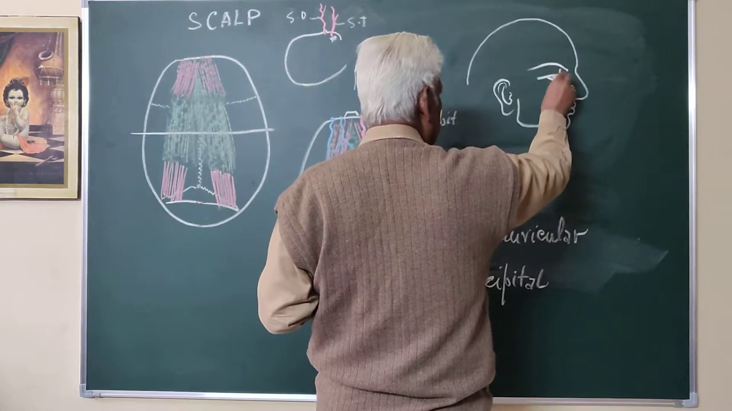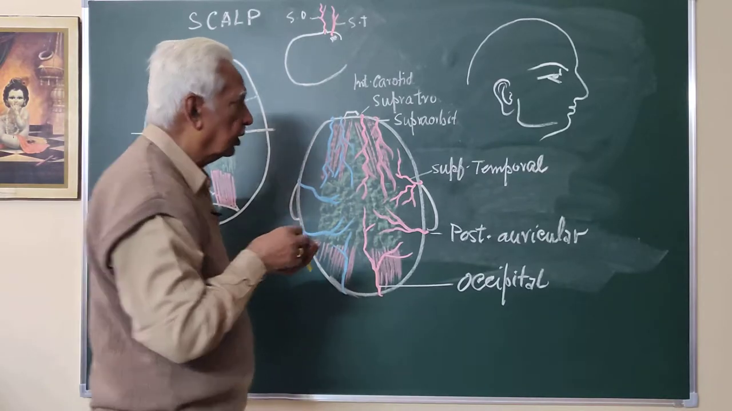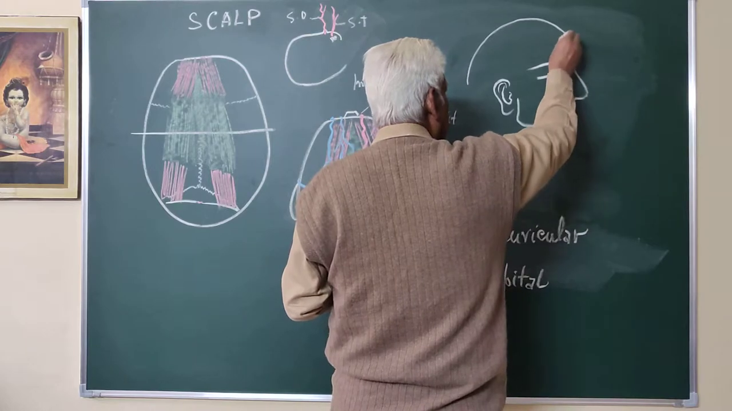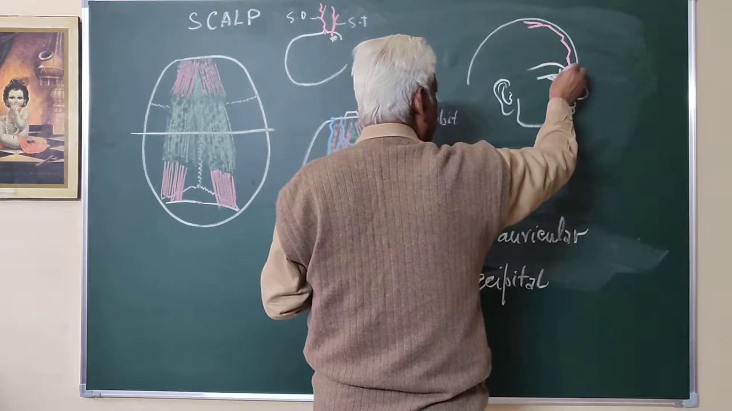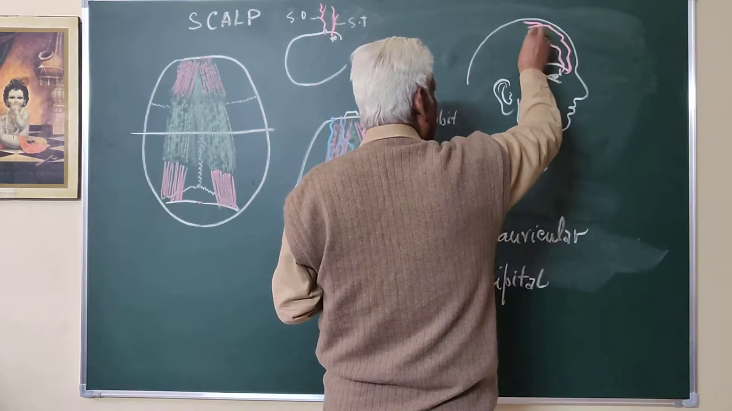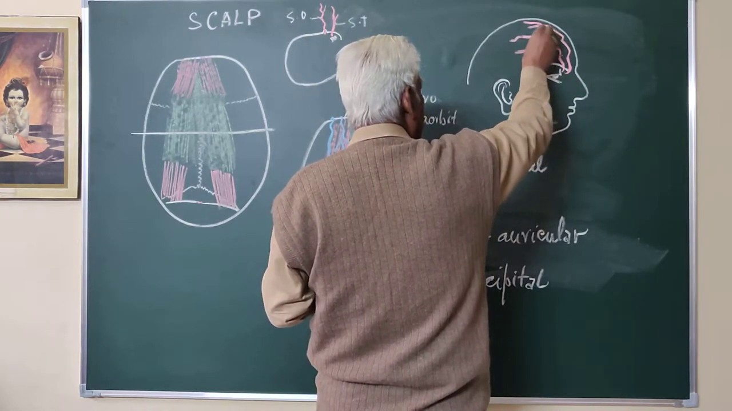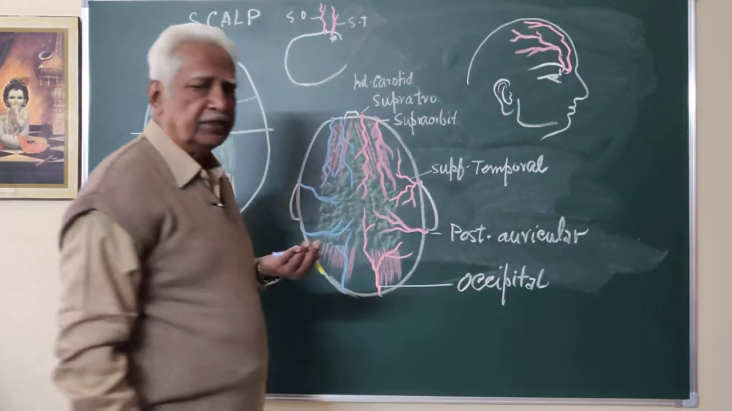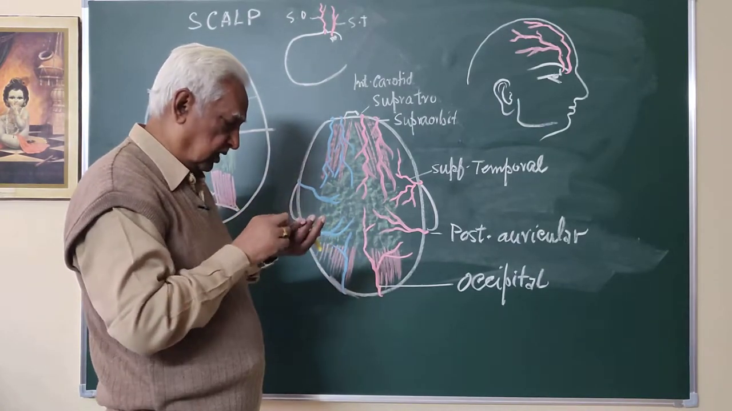So just, the supratrochlear and the supraorbital arteries were coming from within the orbit and we are extending to the region of scalp almost up to the middle. This was the supratrochlear and a little lateral to this was the supraorbital, which usually divides into 2 branches when it reaches the region of the scalp. So these arteries were coming from within the orbit as talked earlier.